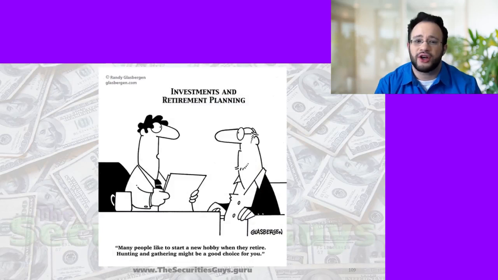One last cartoon in this chapter. Investments in retirement planning again. Many people like to start a new hobby when they retire. Hunting and gathering might be a good choice for you.